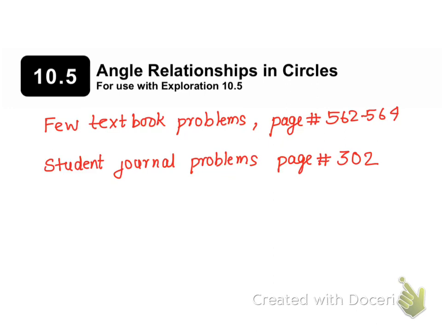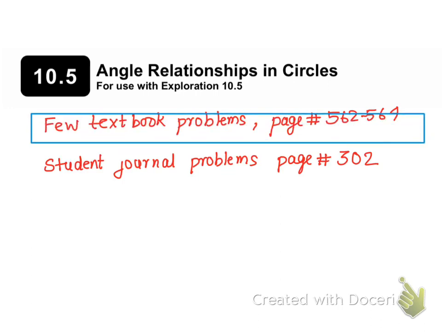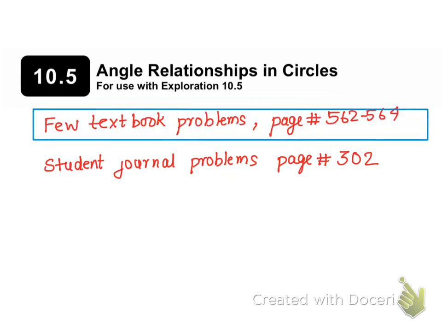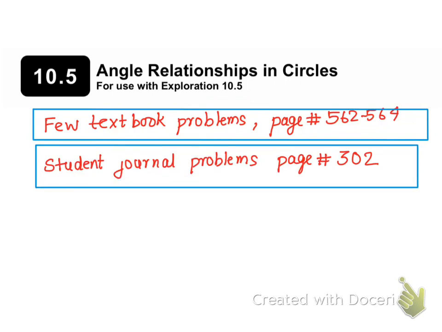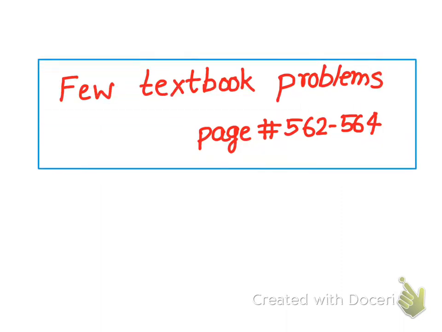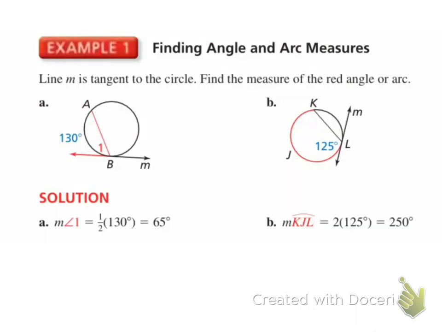I have covered a few problems from the textbook, from page number 562 to 564, and the student journal problem on page number 302. So let's start with the textbook problems first. That is already done in the book, and I will explain it. Let's start with the very first problem.